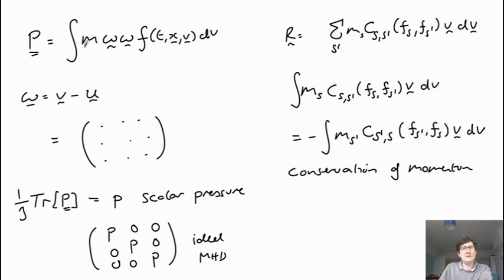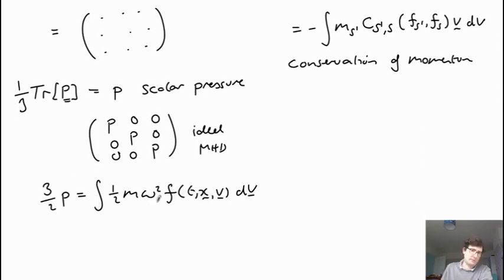This kind of looks a bit like a kinetic energy. If we make it a half m omega squared, this would be the kinetic energy in the frame of the fluid. And so this is the internal energy. If we take the trace, we get 3 times the internal energy. So here we have half m w squared, the kinetic energy in the frame of the fluid. This is the pressure, and this is of course just the internal energy.